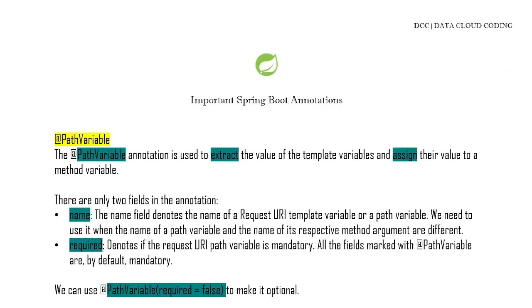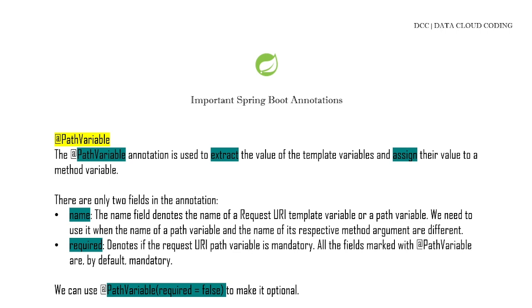So let's jump on to the next annotation, which is @PathVariable. This annotation is used to extract the value of the template variables and assign their value to a method variable. So there are only two fields in this annotation. We have the name and we have the required.